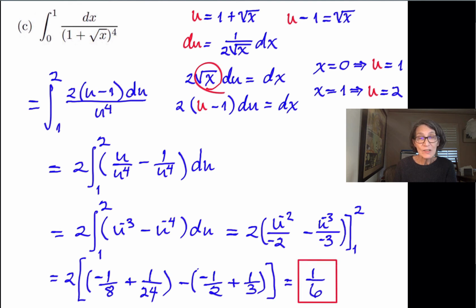All right, so I picked a substitution that at first looked like it wasn't going to work, but I was able to rewrite part of my differential. My differential dx turned out to be a mixture of x's and du's. It was 2 square root of x du. I had to get rid of that square root of x, but I was able to rewrite it using my original equation for u.